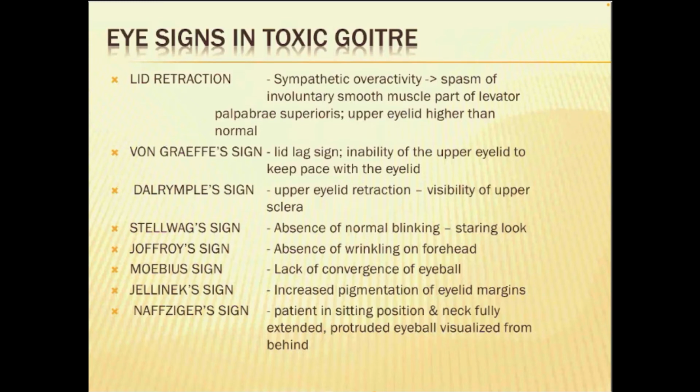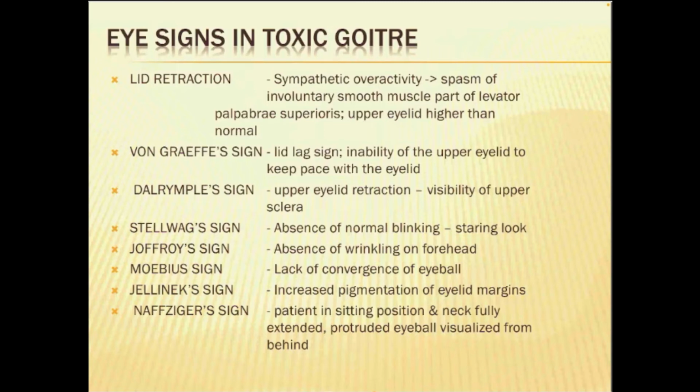Clinically, how will you detect lid retraction? The upper part of the cornea will be visible. Usually, the upper part of the cornea is not visible in a normal person. In a person with lid retraction, the upper border of the cornea will be visible. So, what is Von Graefe sign? It is also called the lid lag sign. If the patient is asked to rotate his eyeball and look below, to see his belly or his foot without tilting his head, his eyes will go down.